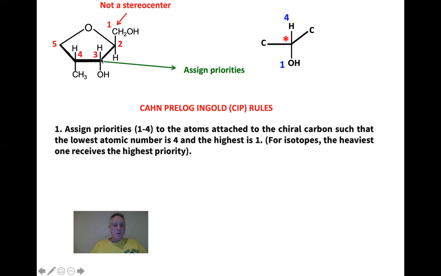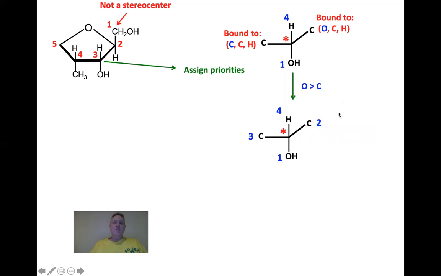And as we go up here, what we look at is what is attached to this. What we see then is going to be an O, a C, and an H. And what is attached over here is a C, C, H. The oxygen has a higher atomic number than the carbon. So what we can do is assign our 1, 2, 3, and 4.